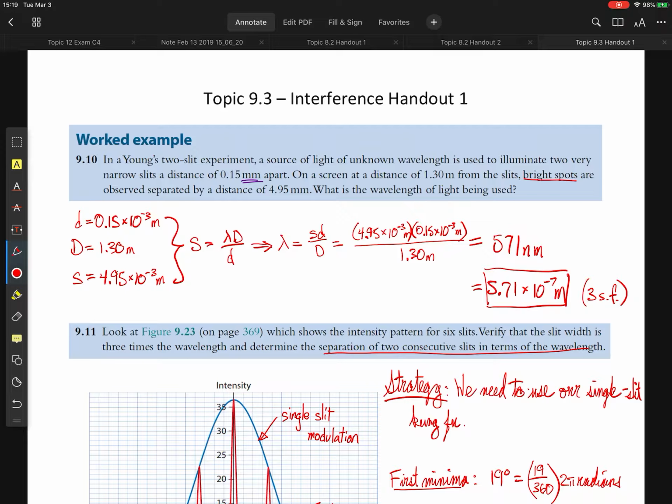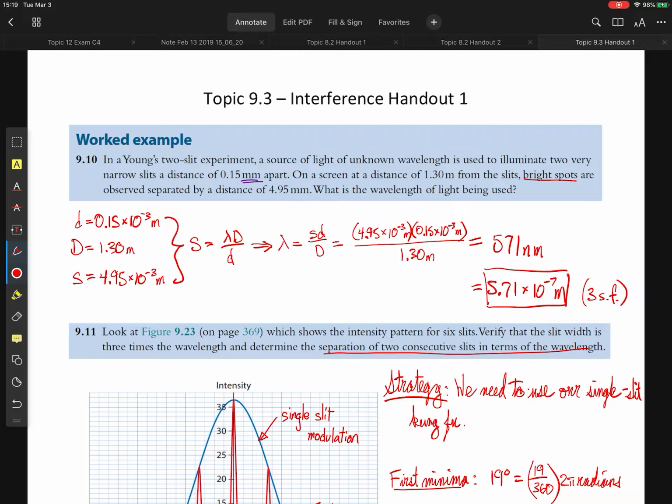Hey guys, we're going to take a quick look at the topic 9.3 handout on interference. I have one more handout for the subtopic that I am going to give you. But first, let's have a look at this one.